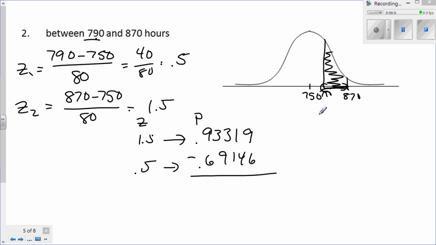And that's corresponding to a z-score of 0.5 and a z-score of 1.5 with a mean of 0. Subtracting those two, I'm getting 0.24173. So the probability a light bulb lasts between 790 and 870 hours is going to be about 24.2%.